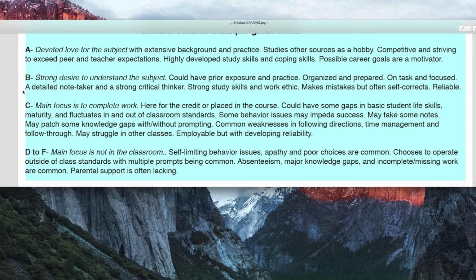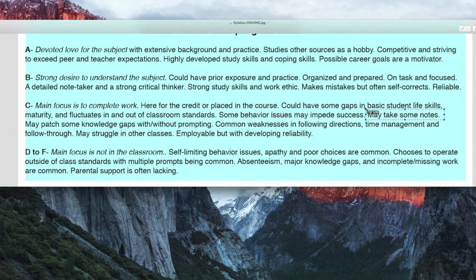A C-level student, their main focus is to complete the work. Why they're here, why that focus is, well, I don't know. Oftentimes they're placed in the course or they're here for the credit. A C-level student could have some gaps in basic student life skills. There might be maturity issues. For example, they can't keep their mouth closed as they work. They may fluctuate in and out of classroom standards, meaning there's some expectations and responsibilities that they have that sometimes they do and sometimes they don't. They may have some behavior issues that get in the way of their success.